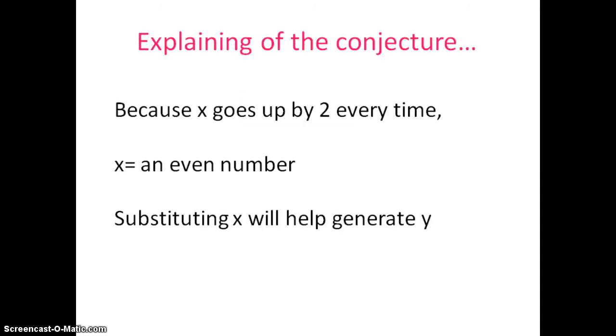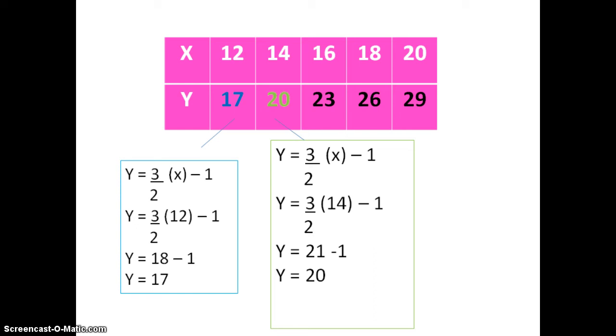Knowing c equals -1 completed the formula. Because x needs to go up by 2 every time, because a rectangular shape is formed with even amounts of squares, the conjecture therefore is that any even number can be substituted in the place of x in the formula to find y. I substituted both 12 and 14 into the formula to find y.